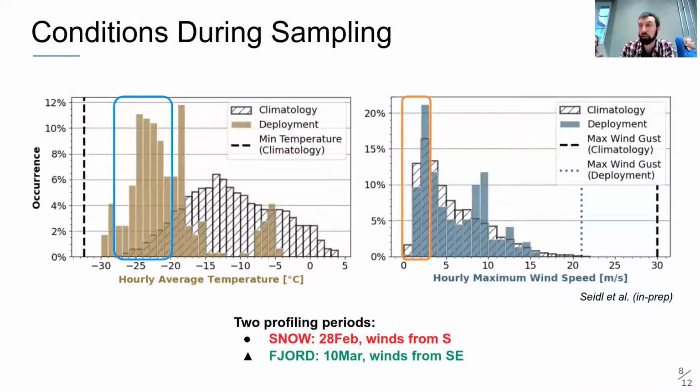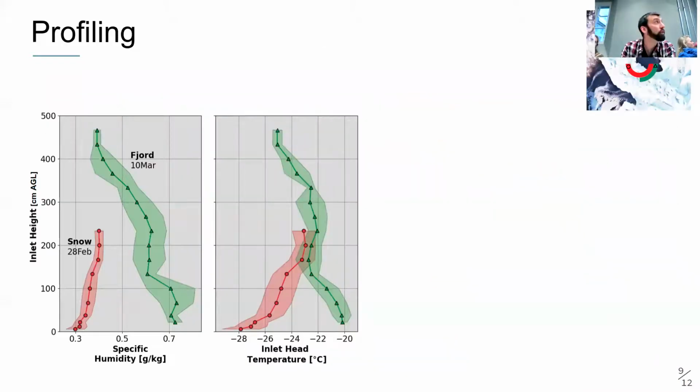So now I'd like to show you some of the profiles from 2 days in particular, where we had very low winds below 3 meters per second, as well as very cold, below -20 to -28 Celsius. From over the snow, the 28th of February, and over the fjord, the 10th of March, both having winds from the south or southeast. That's represented in this little figure up here with the wind sourcing from.